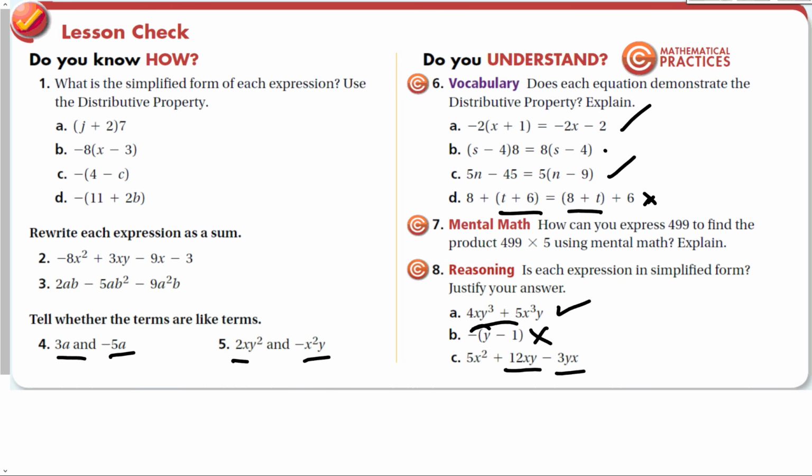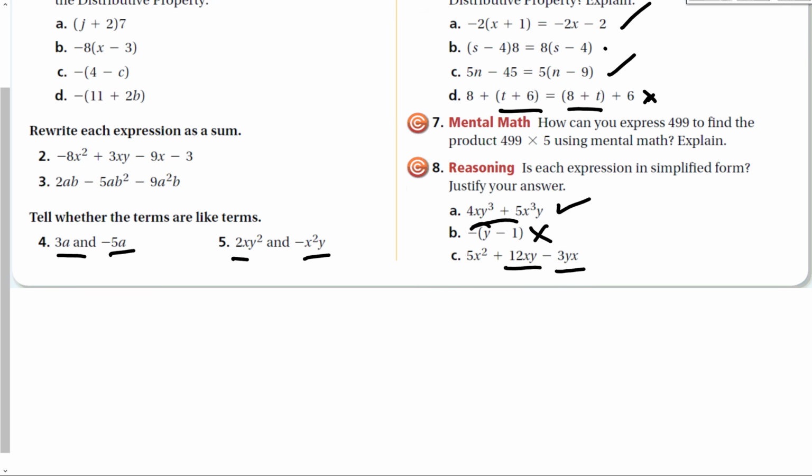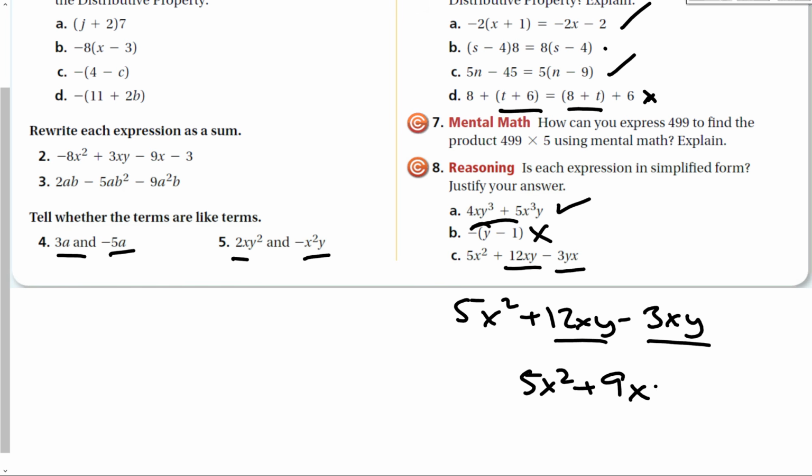Are these two like terms? 12xy and 3yx. Are they exactly the same? Not quite, but if we use the commutative property, we are allowed to rewrite this as xy as well. We're allowed to change the order within a term, and then now I can see that these are exactly the same. So it's 5x squared plus 9xy. Okay? So just be careful with a problem like that. And that was 1-7, the distributive property.